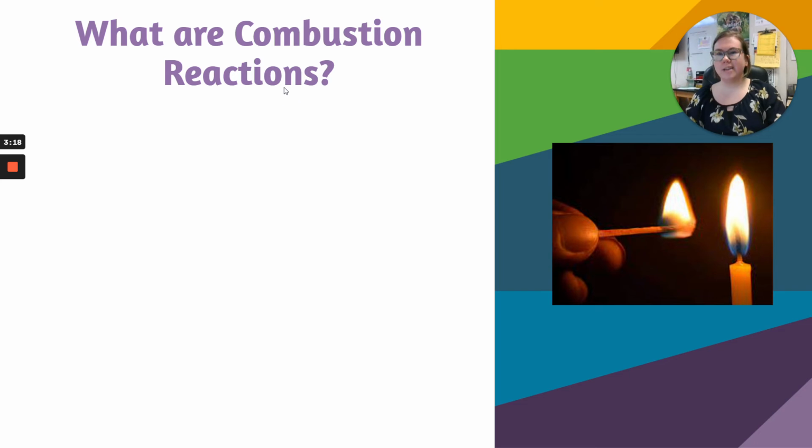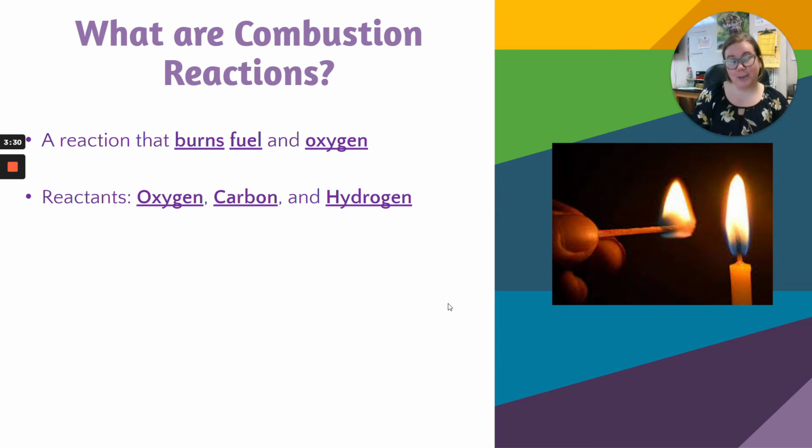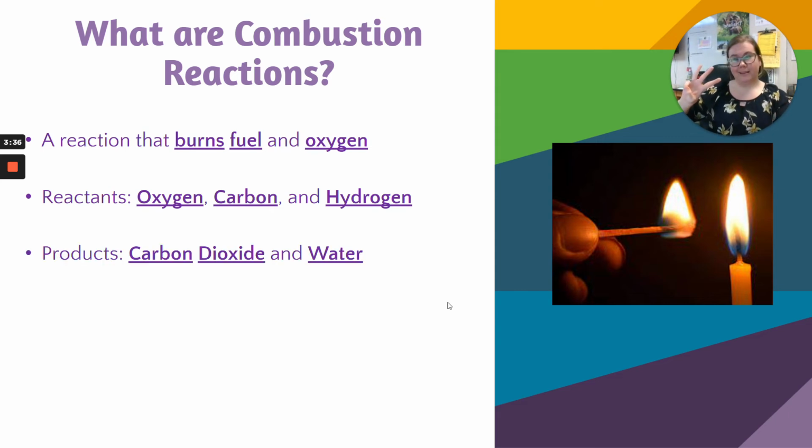All right, combustion reactions. So this one's a little bit special. This is a reaction that burns fuel and oxygen, specifically. So in this case, you're going to see on the reactant side some combination of oxygen, carbon, and hydrogen. And then on the product side, you're going to see very specifically carbon dioxide and water. So for these, I always look at that product side. And if I see CO2 and H2O, carbon dioxide and water, then I know it's a combustion reaction. Right? Because sometimes other things can have that carbon and oxygen and hydrogen on the reactant side. So if on the products we have carbon dioxide and water, it's combustion.